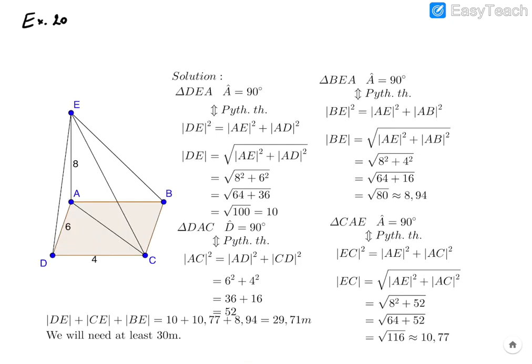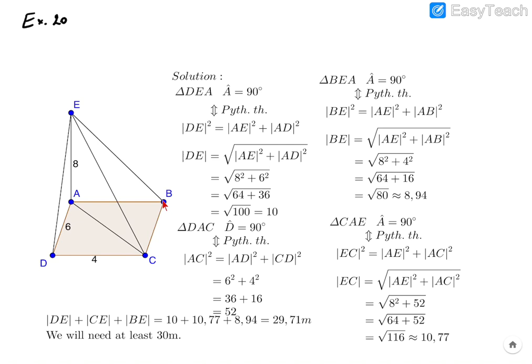Final exercise. Exercise 20. The flagpole standing on top of the building. This is the flagpole, and on 8 meters height, we have certain cables attached. These attached cables go to the different vertices, hoekpunten, of the roof. So we're going to calculate all these hypotenuses.